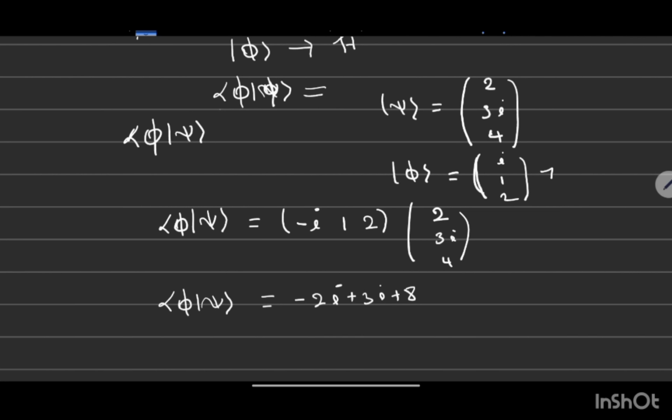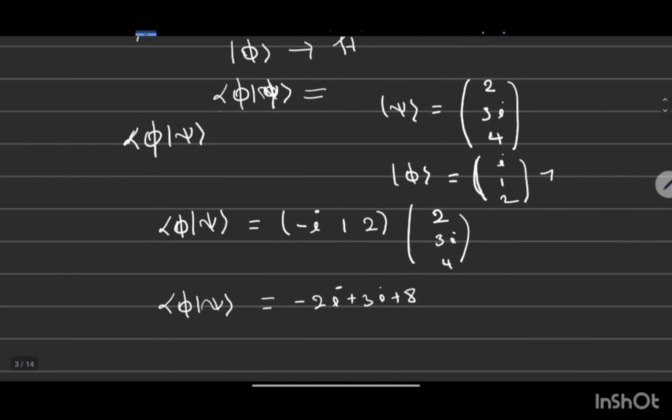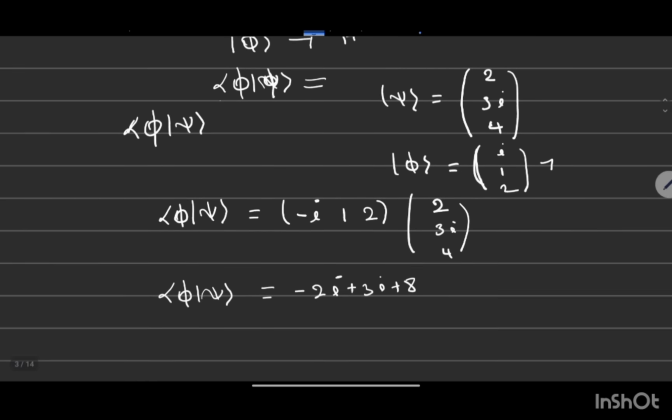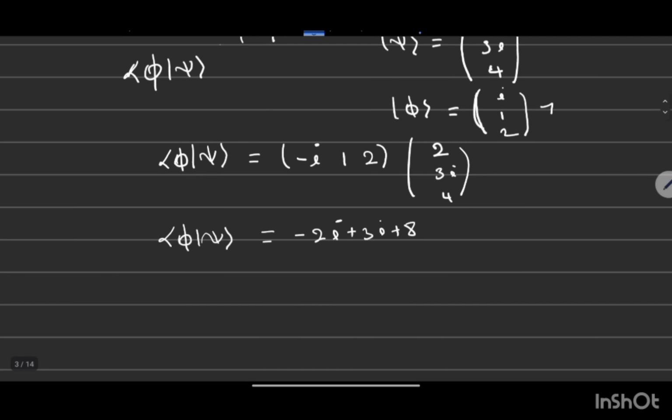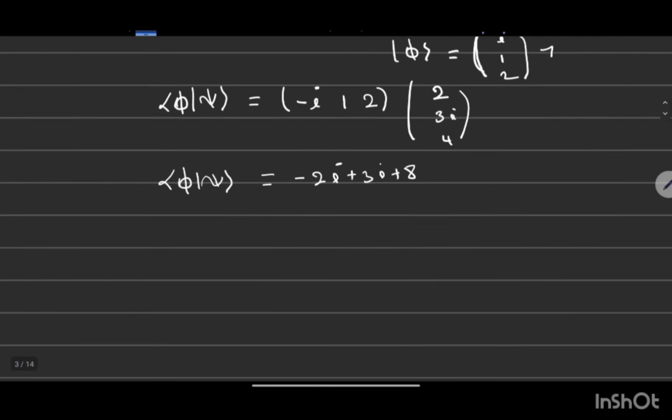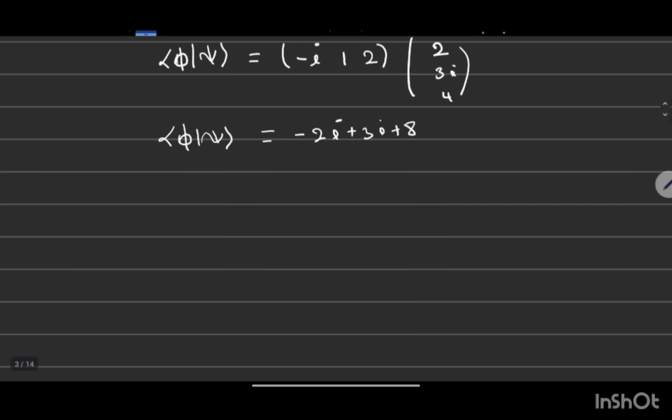So you can see in matrix representation, bra vectors are single-element row matrices, and ket vectors are column matrices. Okay, so when you take a scalar product, you will get a single number. Now, what happens when you take a scalar product of a vector with the same vector?